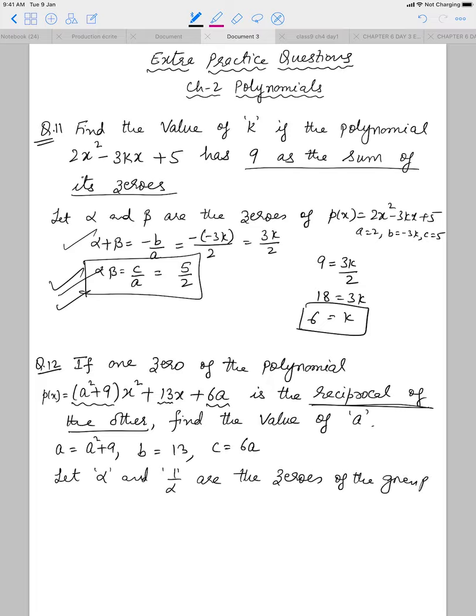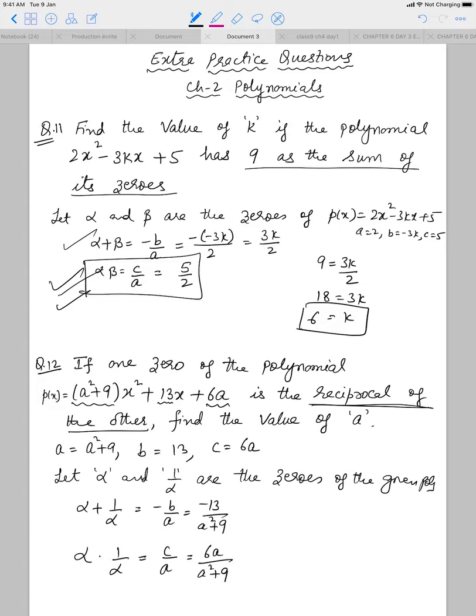So what can you say? The sum of the zeros, alpha plus 1 upon alpha, is equal to minus b upon a, and that is minus 13 upon a square plus 9. Secondly, the product of the zeros, alpha into 1 upon alpha, is equal to c upon a, which is equal to 6a upon a square plus 9.